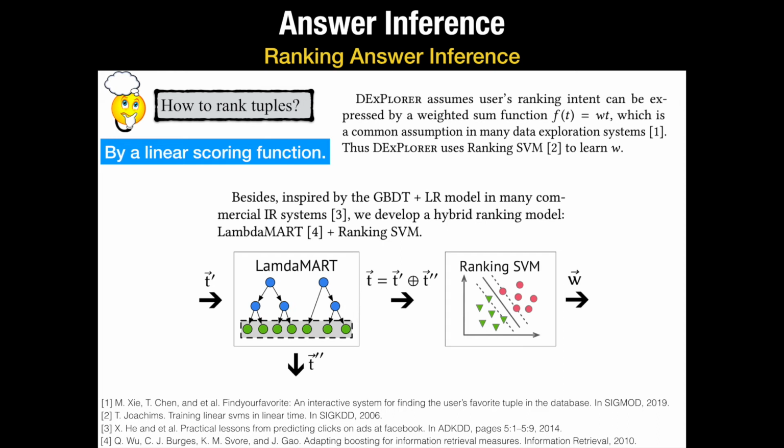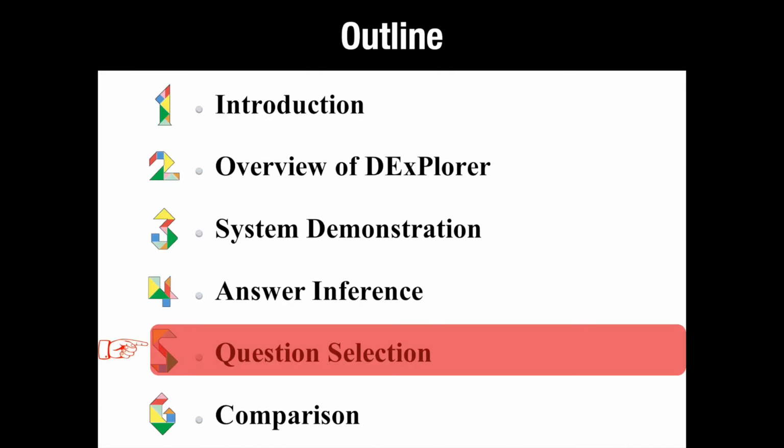Besides, inspired by the GBDT plus IR model in many commercial IR systems, we developed a hybrid ranking model, LambdaMART plus ranking SVM. The LambdaMART model outputs a transformed feature t'' for each tuple t', and t = t' concat t'' is fed to ranking SVM. Then ranking SVM outputs a weight vector w for ranking.